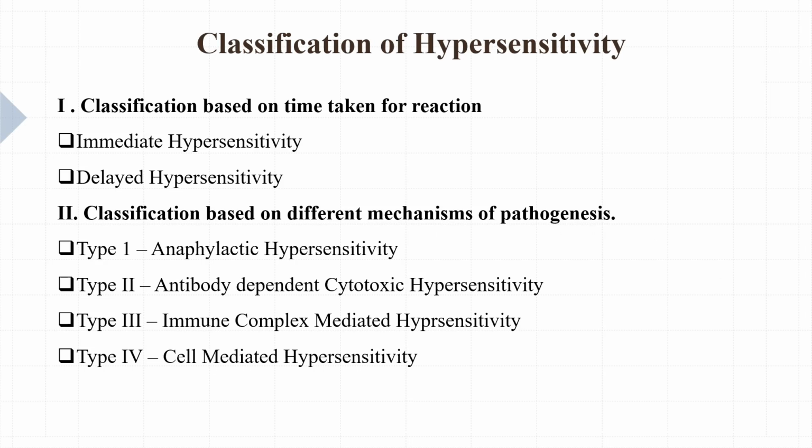Classification based on different mechanisms of pathogenesis. Here there are four types of classification. Type 1 is anaphylactic hypersensitivity, type 2 is antibody dependent cytotoxic hypersensitivity, type 3 is immune complex mediated hypersensitivity, and type 4 is cell mediated hypersensitivity. Except type 4, all the others, type 1, type 2 and type 3, are immediate hypersensitivity, whereas type 4 alone is a delayed hypersensitivity. In this classification, today let's discuss type 1 anaphylactic hypersensitivity alone.